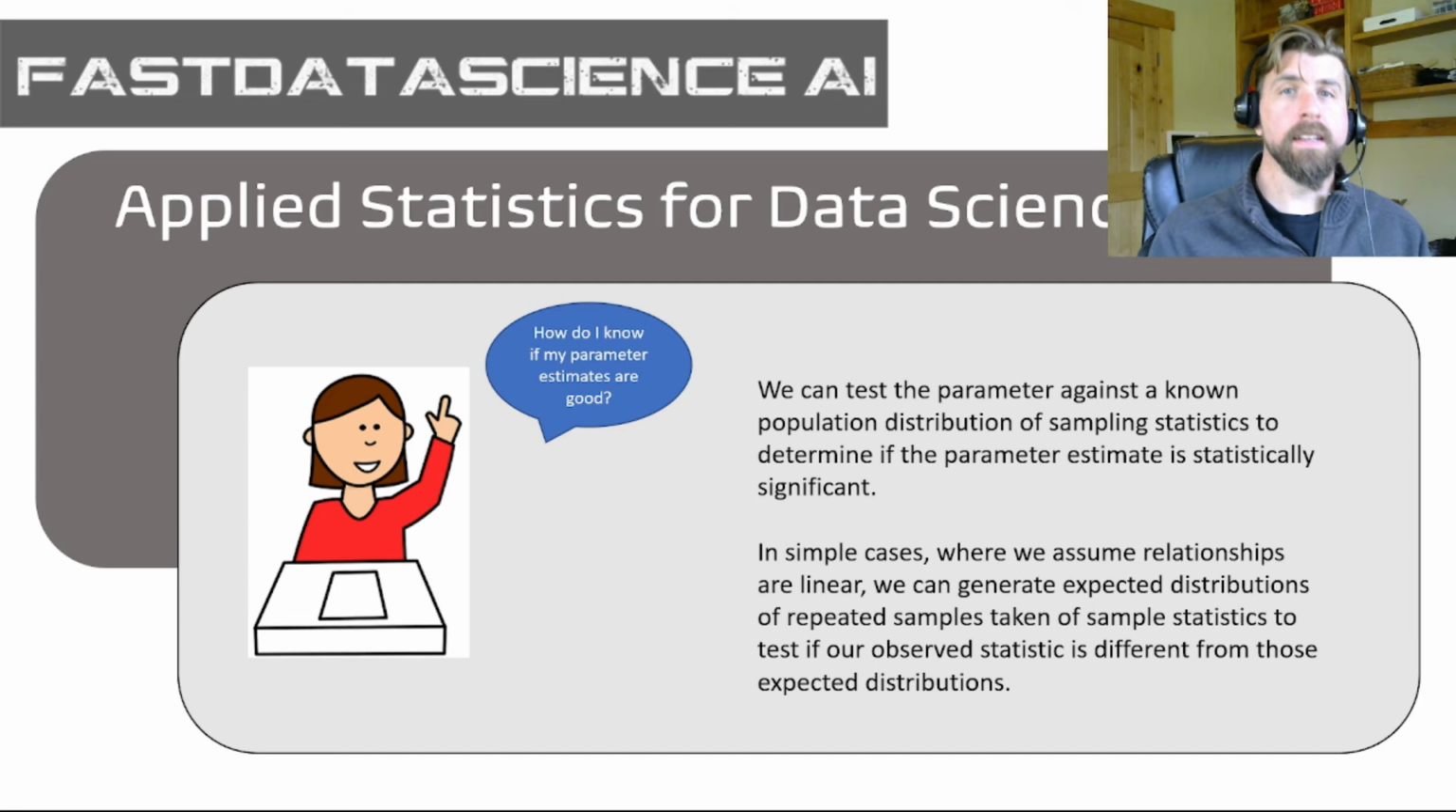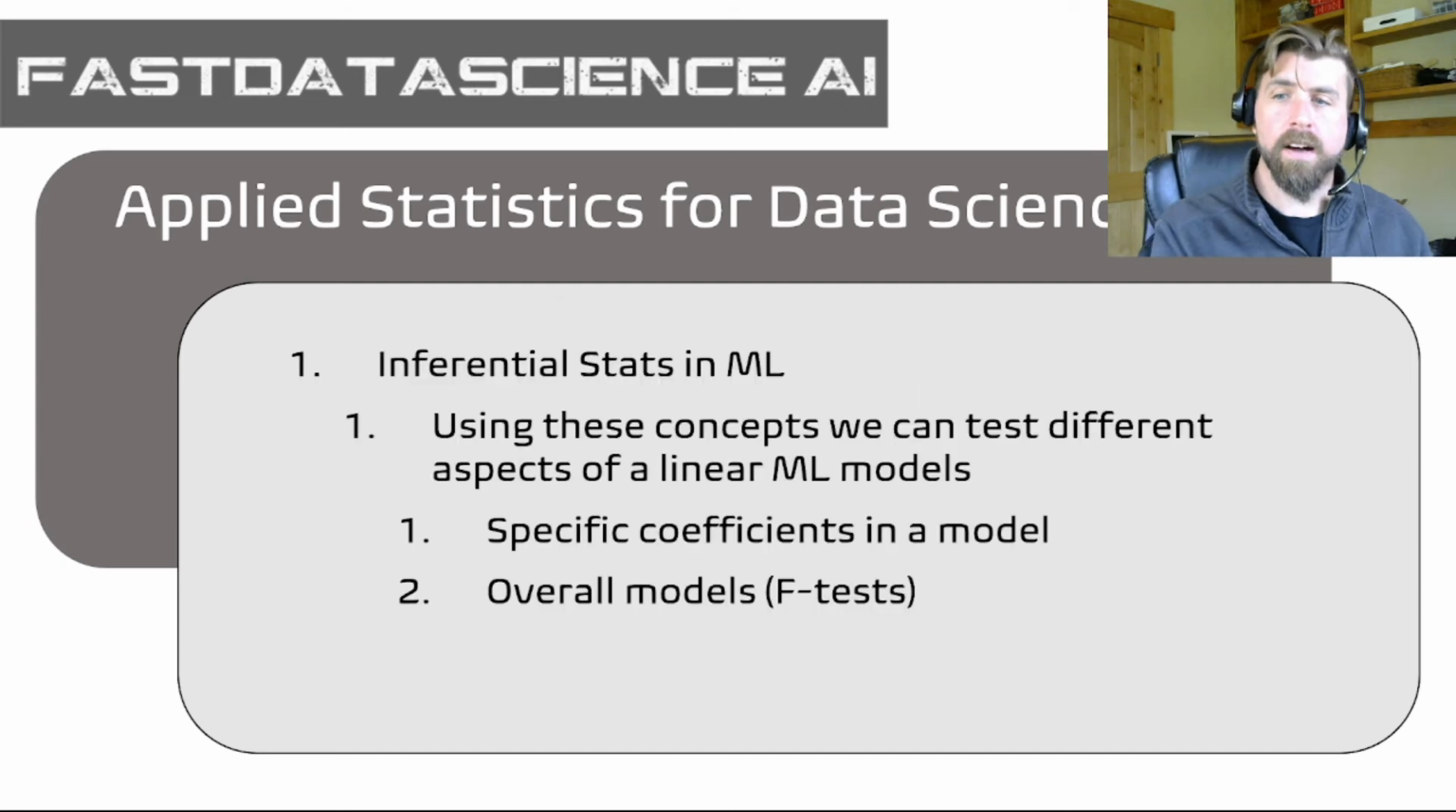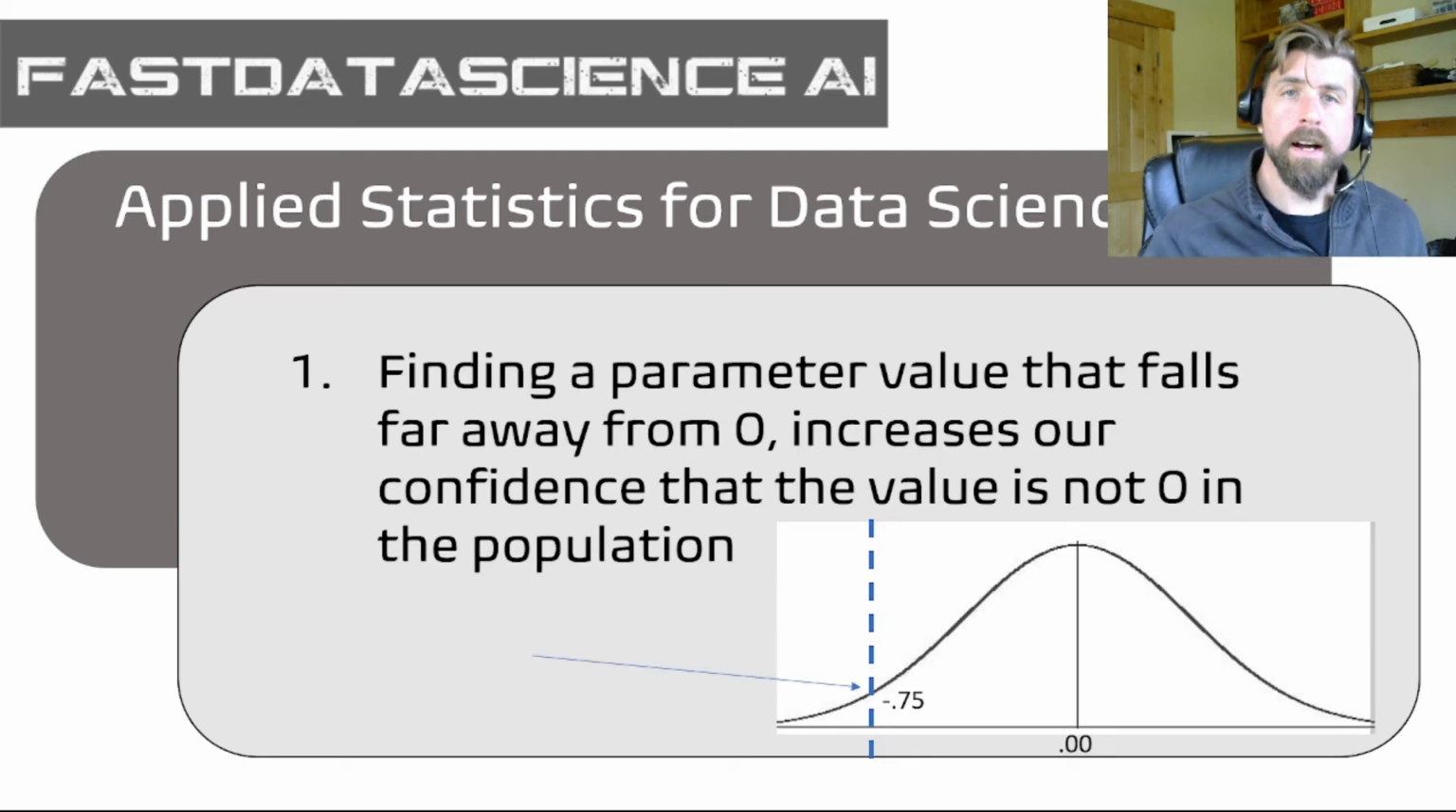So in inferential statistics, we use these concepts in order to help test different aspects of those linear models, as I pointed out, specific coefficients in a model, and the overall models, which uses a slightly different statistical test called an F-test. In this particular concept, if we wanted to test whether or not our correlation coefficient was significantly different from 0, we would apply our correlation coefficient that we observed to our understanding of this roughly normal distribution.